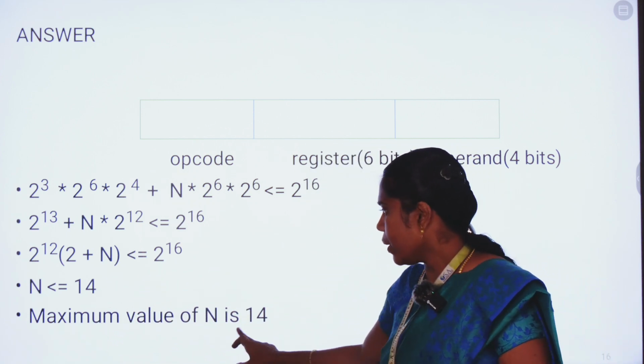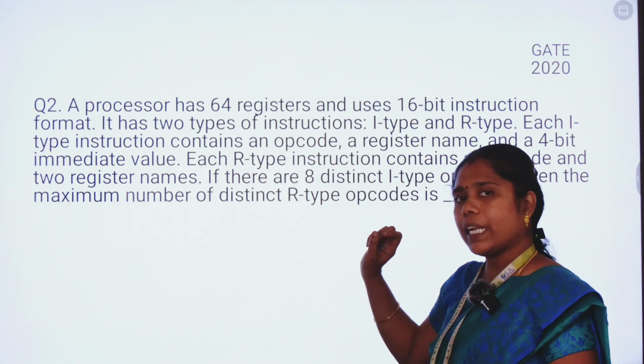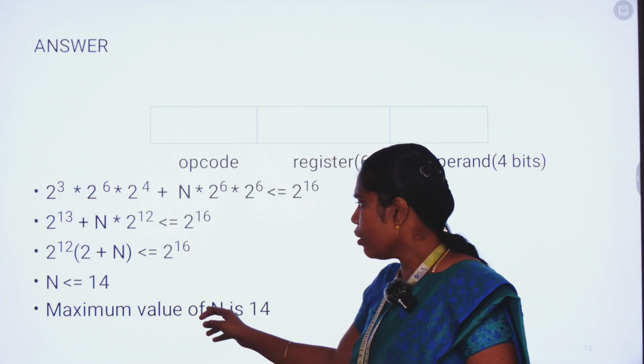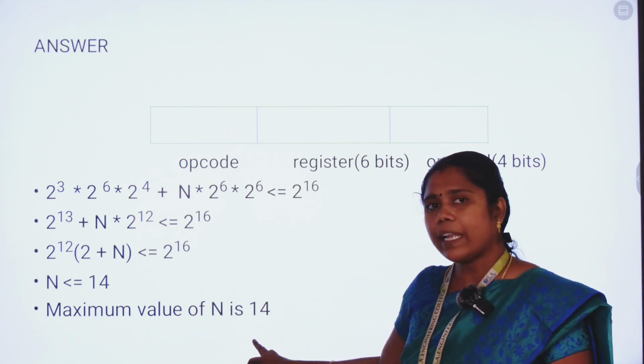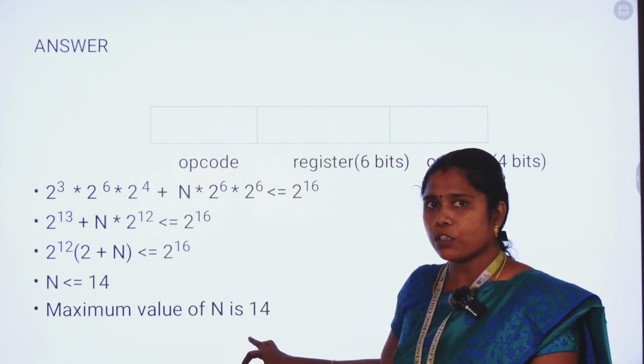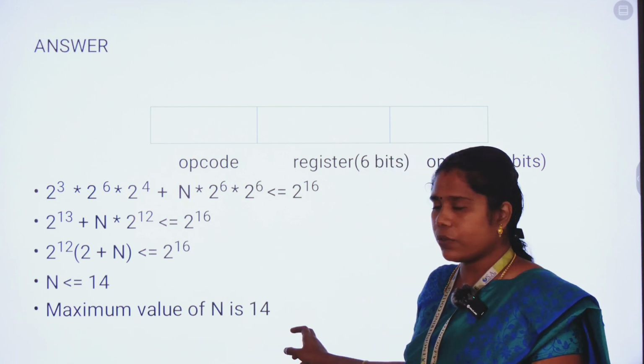In the question, you are asked the maximum number of distinct R-type opcodes we can get. So we should go for the maximum value. n is less than or equal to 14, so the maximum value that can be taken for n is 14. So 14 opcode values can be taken for the R-type instruction in this question.